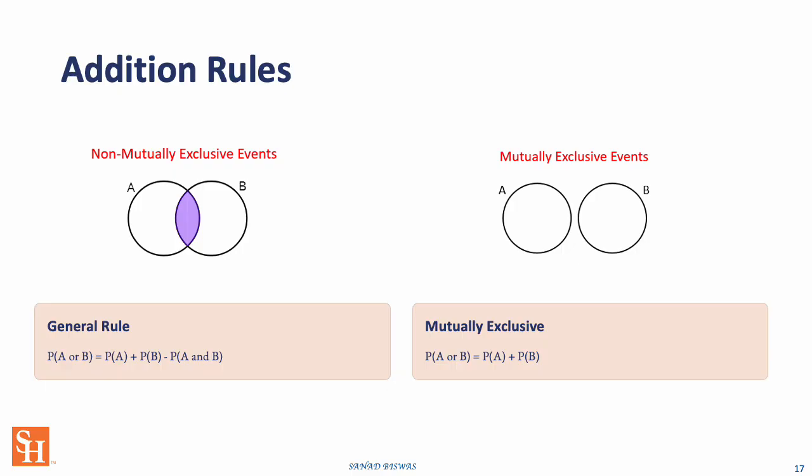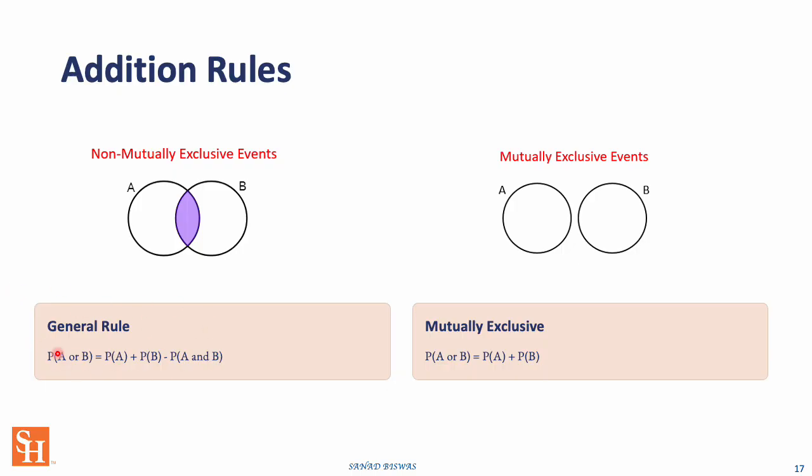Earlier we discussed the multiplication rule. Now let's look into the addition rule. First we'll discuss non-mutually exclusive events. For non-mutually exclusive events, the general rule is that the probability of A or B equals the probability of A plus the probability of B minus the probability of A and B.